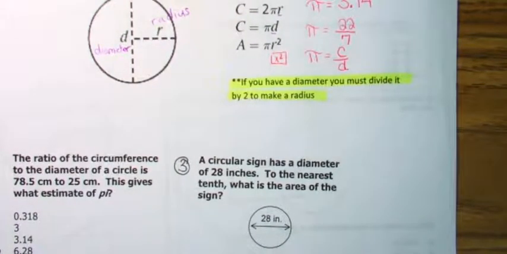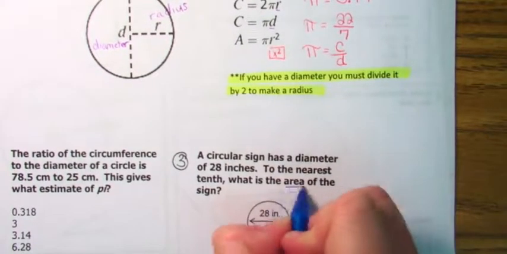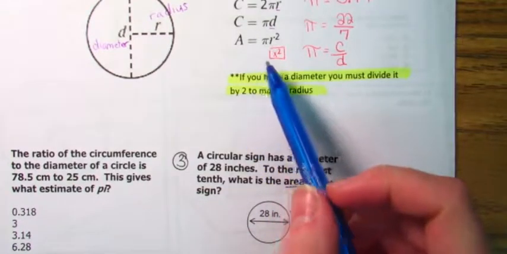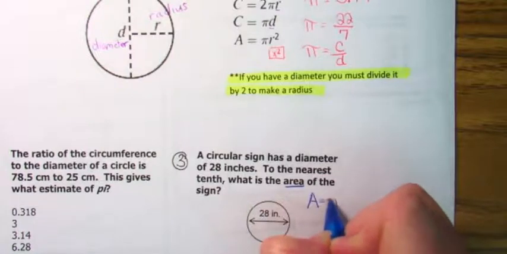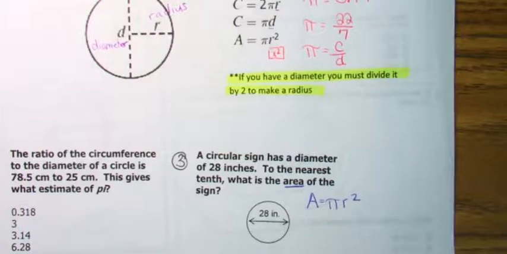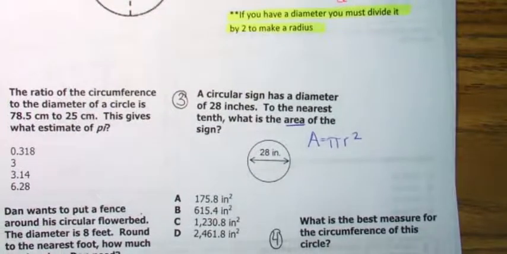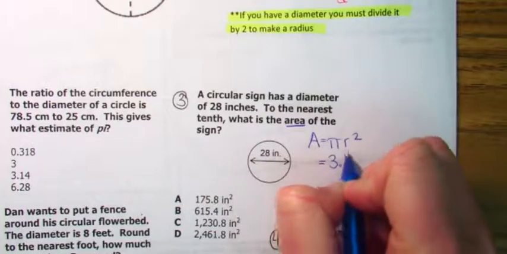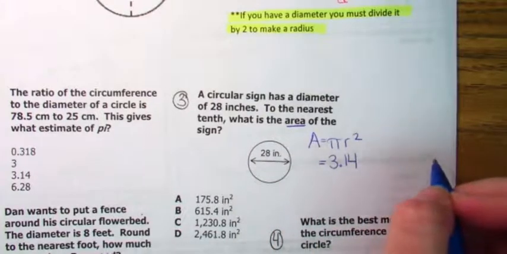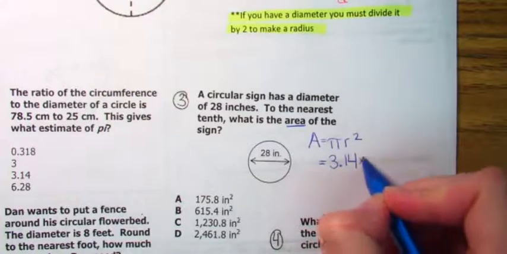Number 3 says a circular sign has a diameter of 28 inches. To the nearest tenth, what is the area of the sign? What we need to do: we know it asks for area, and it's a circle. So the very first thing on your SOL and on all these practice problems is we need to write down our formula. Area equals pi r squared. That's nothing new. That was my expectation for you the entire time, that you write down your formula. And then we do our substitutions.